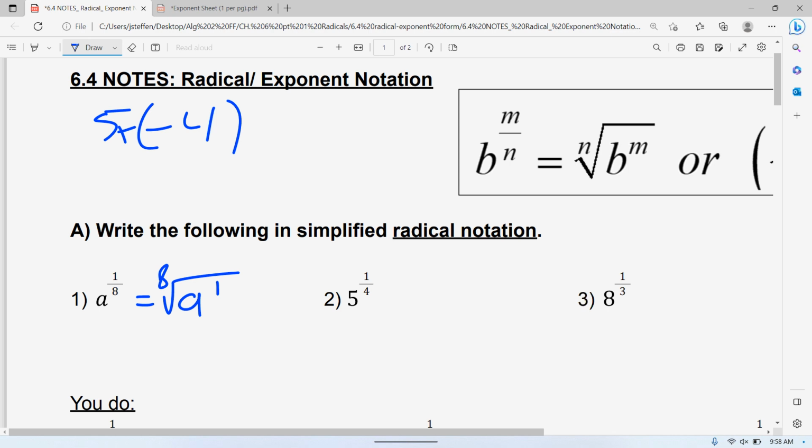Now, number 2, same thing with the 5. Just because it's a 5 doesn't make it any different. The 4 is the denominator, so it's the index number, and it's 5 to the first. And again, that one can go inside or it could go outside. It doesn't make any difference. I always write it inside. Sometimes when I do the math, I do it outside, but we'll talk about that later.